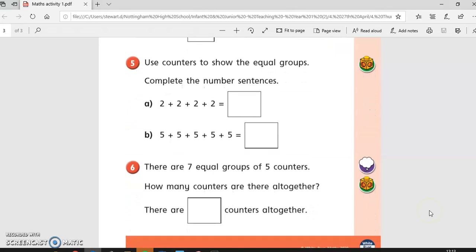Although these say counters, you can use any small objects in your house. Use counters to show the equal groups, complete the number sentences. So it is very good to see all these different things visually, because if you can do that when you get to harder problems, you'll have some good strategies to use. And last of all, I'll read this one out. There are 7 equal groups of 5 counters. How many counters are there all together? There are, and you need to write here a number, how many counters all together.